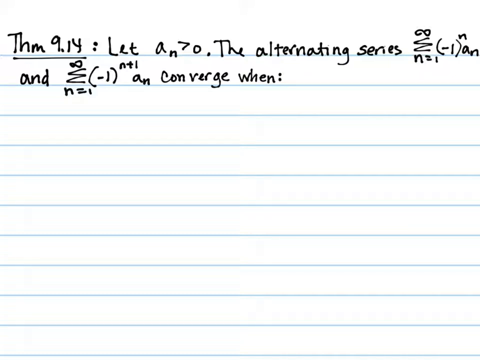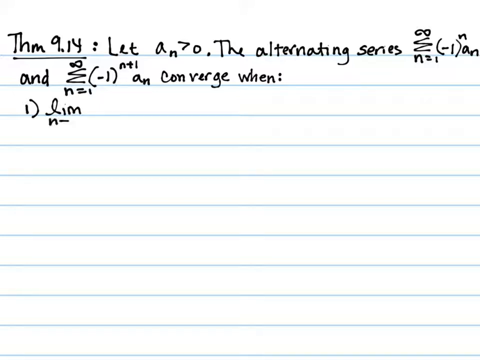So let's just pause for a moment there and talk about what this is saying. Those two series are really the same thing. One of them just has negatives on the even terms, and the other one has negatives on the odd terms. So this is covering both cases. The fact that a sub n is positive means that it really is alternating. If a sub n is always positive and we have the negative 1 at the beginning, half of the terms are negative, half the terms are positive. They're going back and forth. So it will converge when one of these things, or all of these things, are happening.